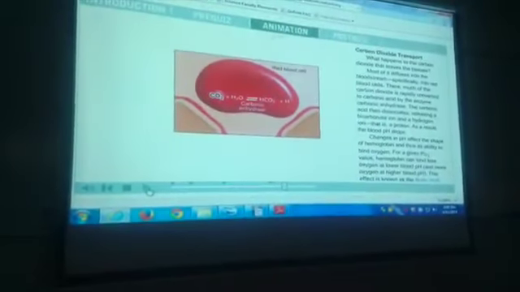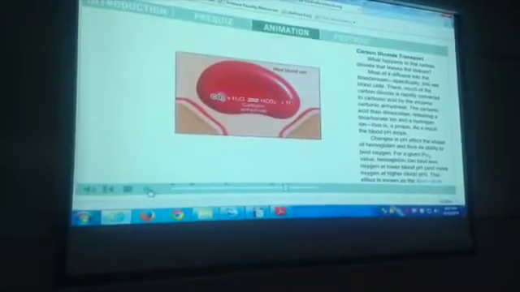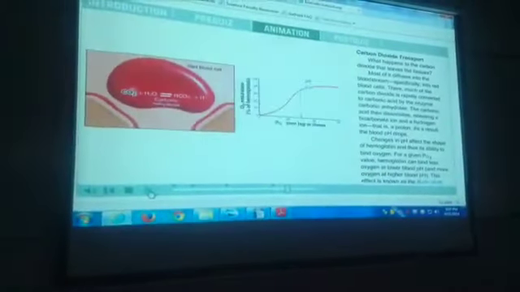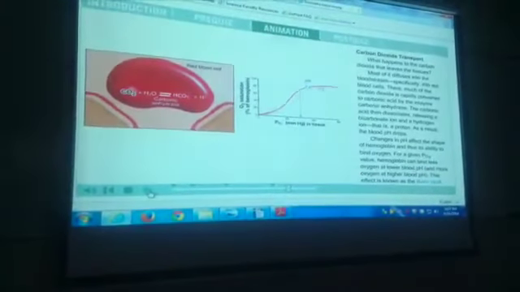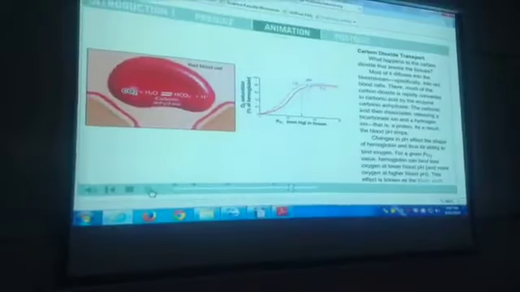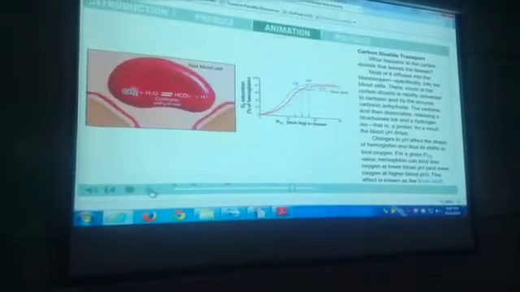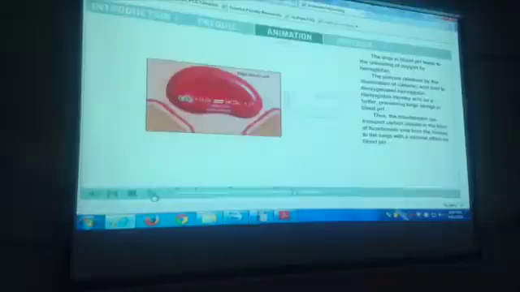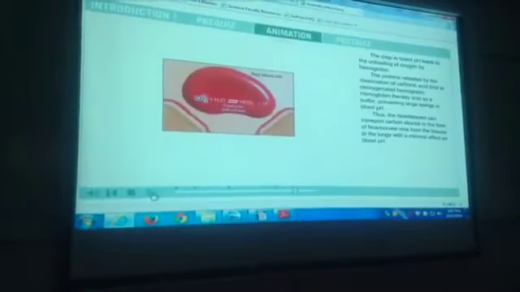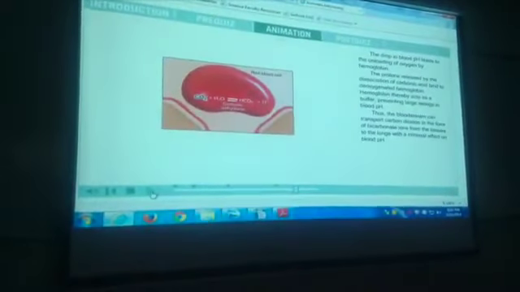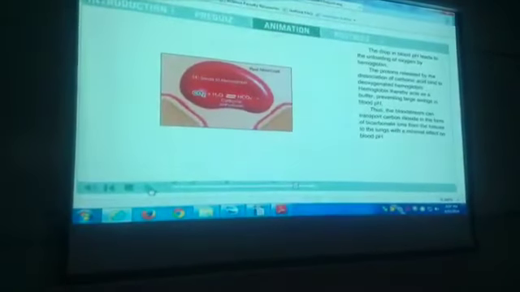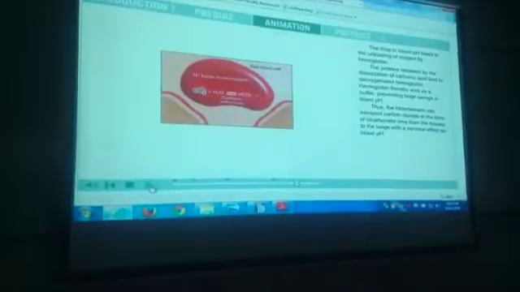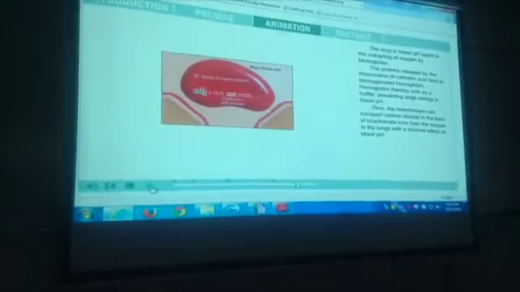It does affect the shape of hemoglobin and thus its ability to bind oxygen. For a given PO2 value, hemoglobin can bind less oxygen at lower blood pH and more oxygen at higher blood pH. This effect is known as the Bohr shift. The drop in blood pH leads to the unloading of oxygen by hemoglobin. The protons released by the dissociation of carbonic acid bind to deoxygenated hemoglobin. Hemoglobin thereby acts as a buffer, preventing large swings in blood pH.